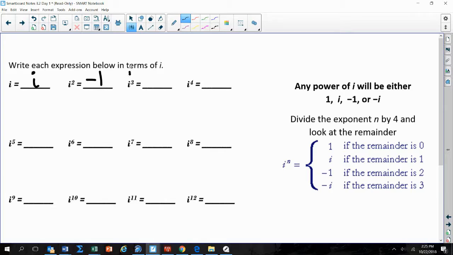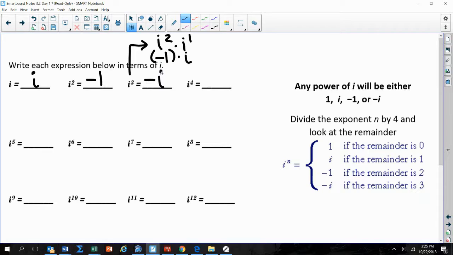So like i cubed, for example, I could break that into i squared times i to the first. Do you agree? Can you pull that apart? What is i squared? -1. This is really -1 times i, or negative i. So let's just call i cubed negative i.